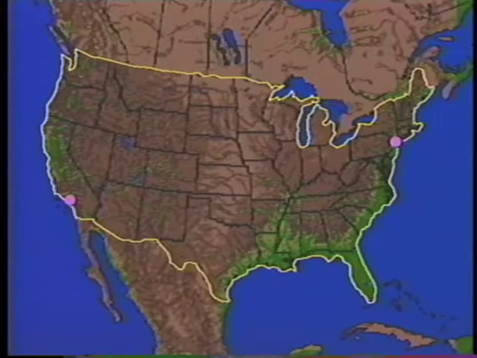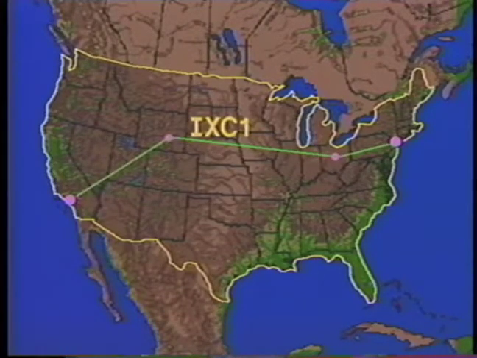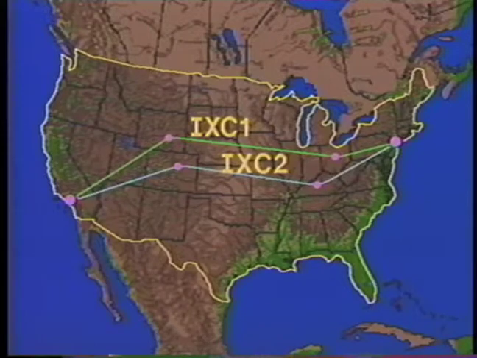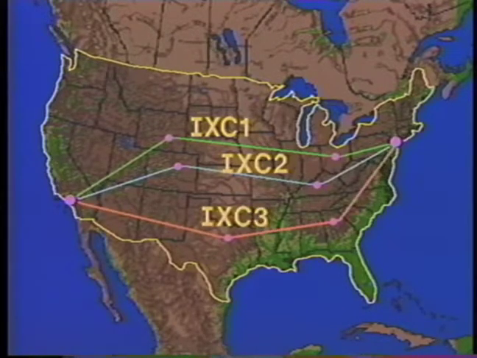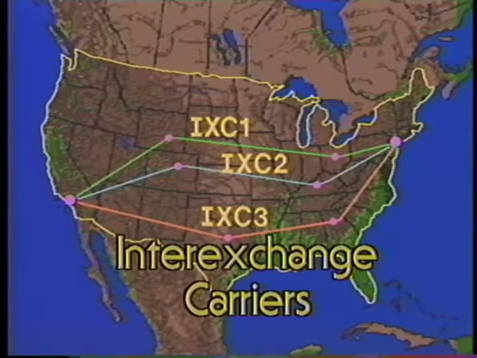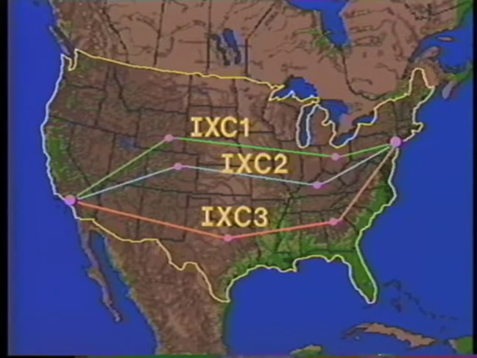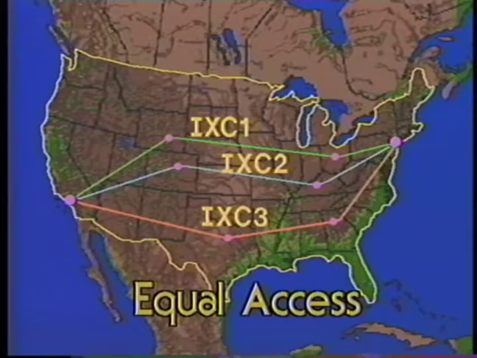The toll network was reshaped by the divestiture ruling in 1984. While the local exchange carriers can function in their local areas, long-distance service is now provided by competitive carriers. These long-distance carriers are called inter-exchange carriers. The local exchange carrier is obligated to connect a subscriber to the inter-exchange carrier of his choice. This concept is called equal access.